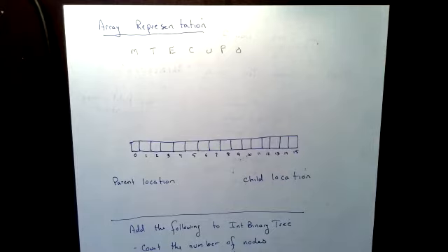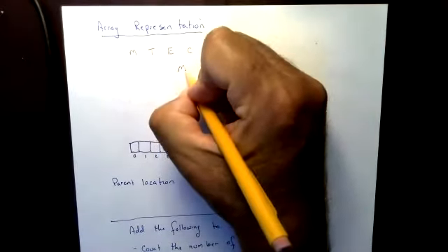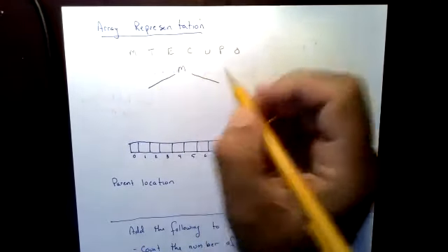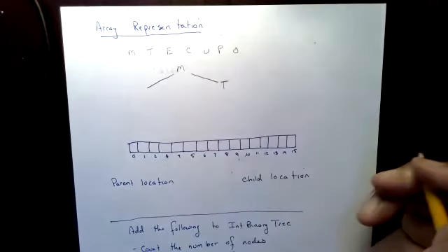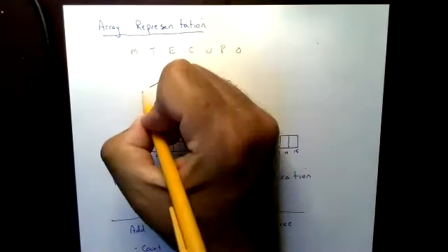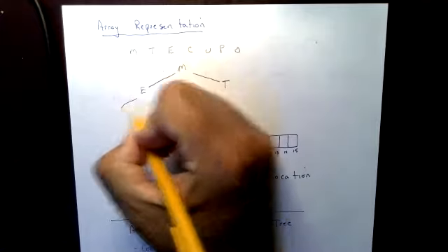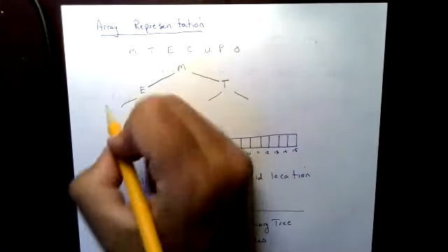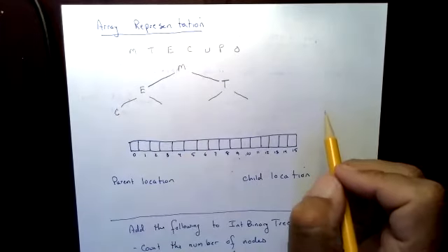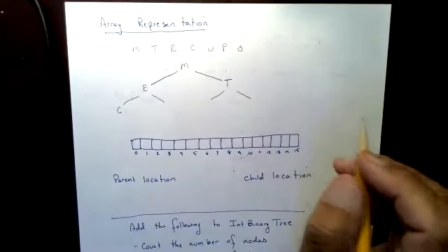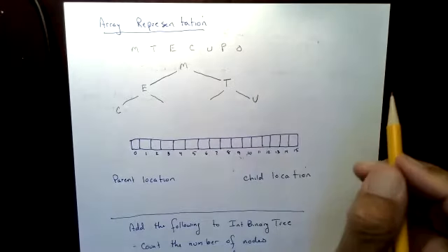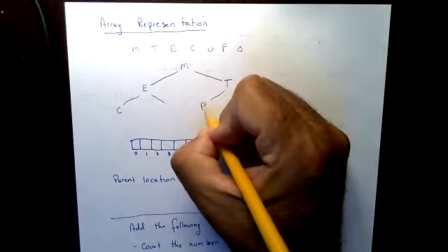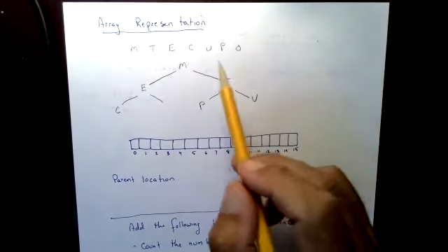Well, I'm going to start out by building the tree. I have an M. I need to remember to go wide. I have a T. I have an E. I have a C. I have a U. I have a P. And I have an O.